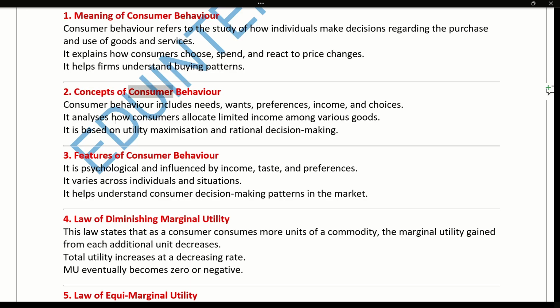2. Concepts of consumer behavior. Consumer behavior includes needs, wants, preferences, income, and choices. It analyzes how consumers allocate limited income among various goods. It is based on utility maximization and rational decision making.